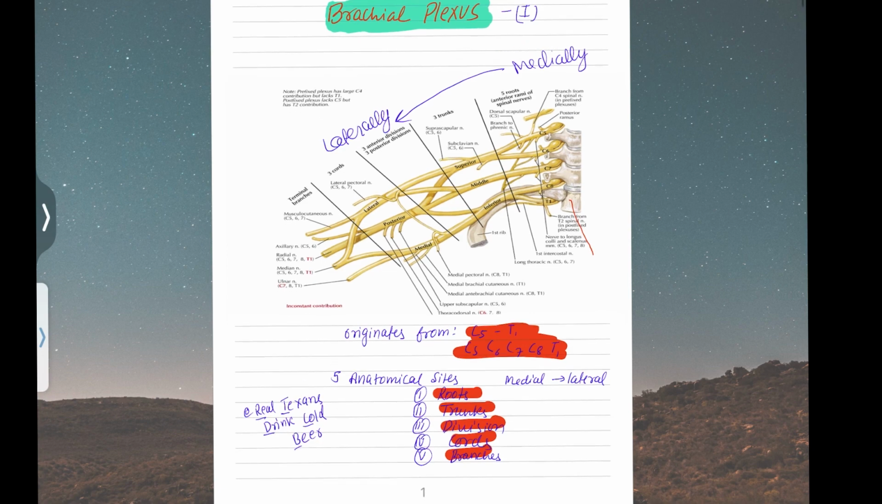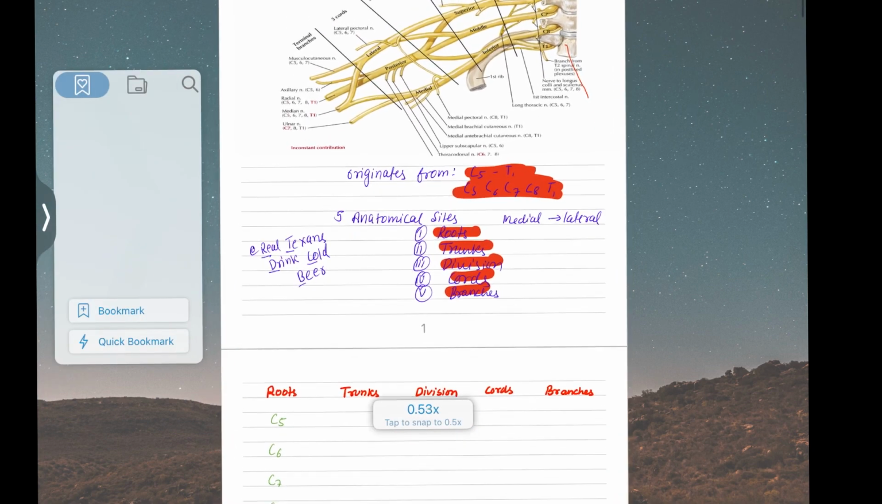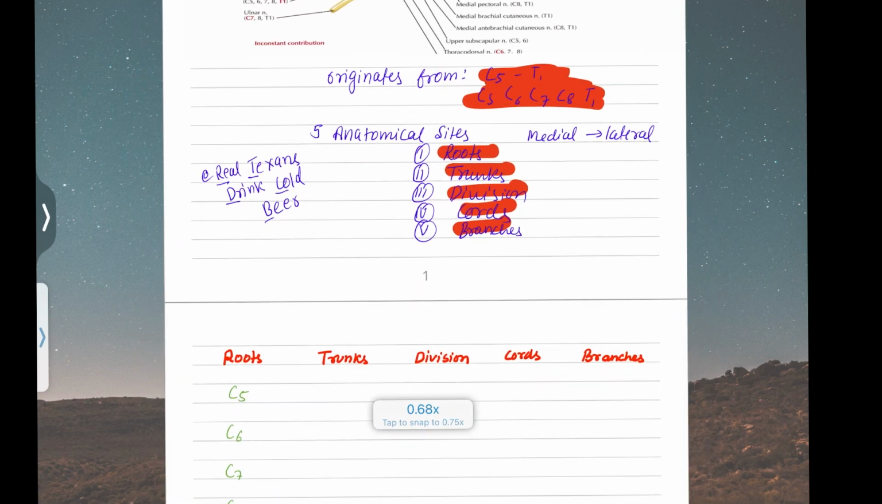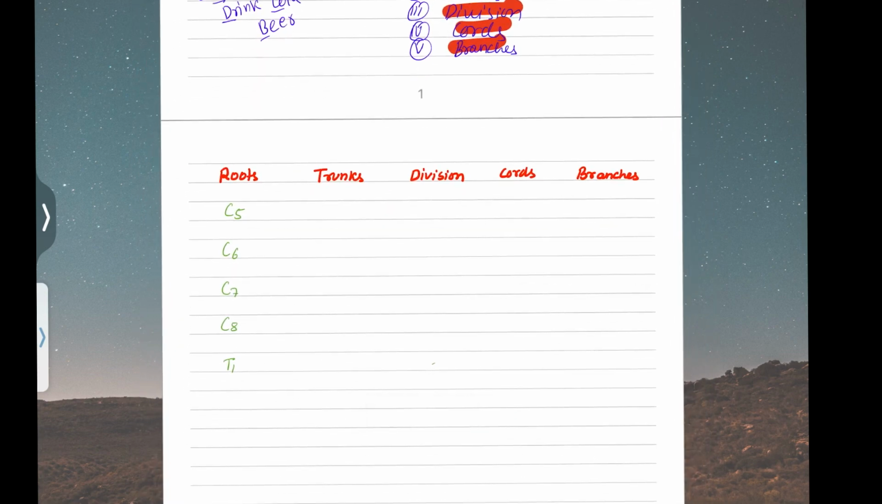Now we are going to make a small diagram here. I would like you all to follow it and just make it down. It may help you all. So the first would be from C5 and C6. They both converge and form the upper trunk or the superior trunk.